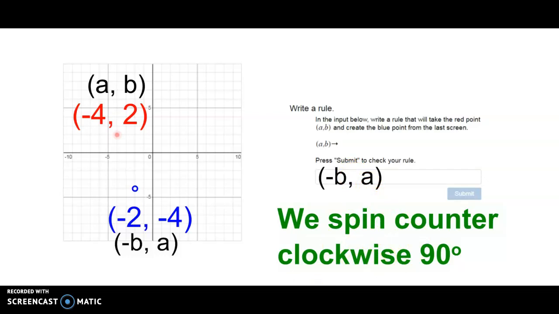So play around with this. This takes a lot of practice to get a hang of. But there you have it, understanding how a point rotates.